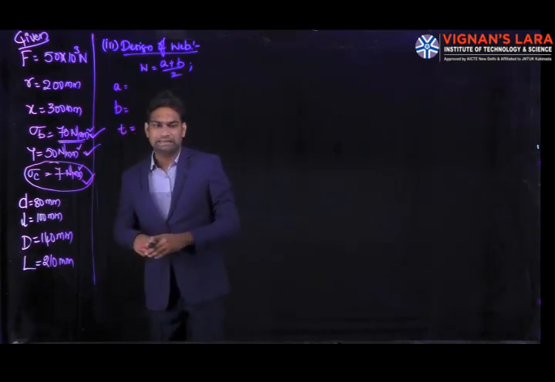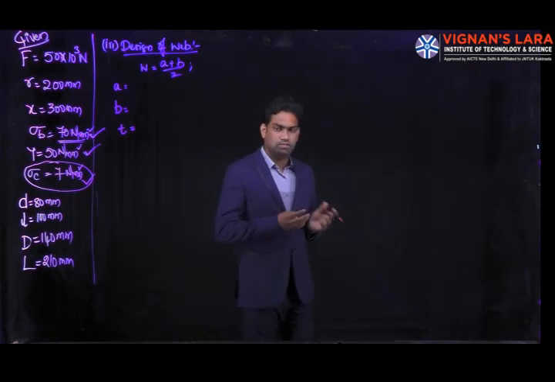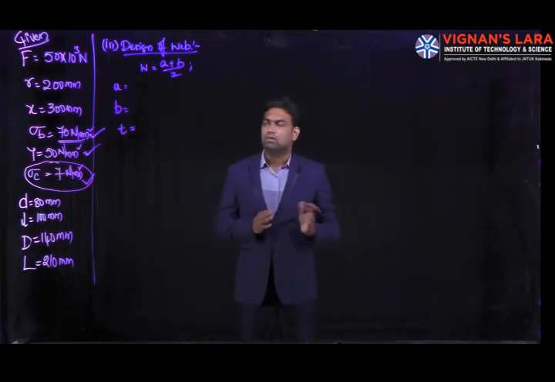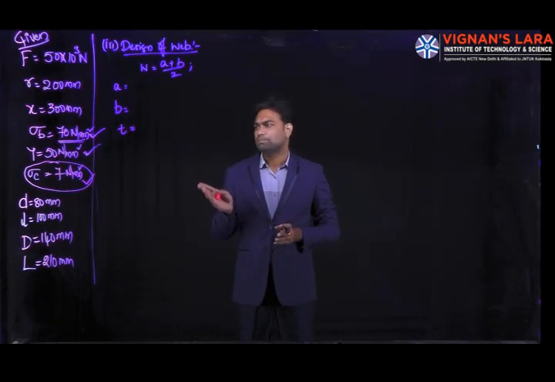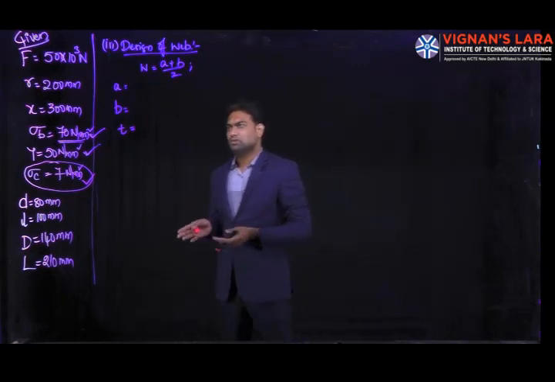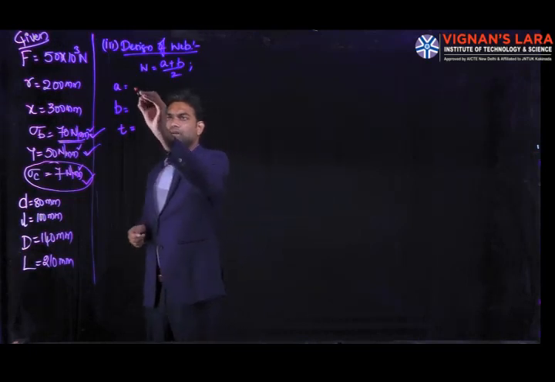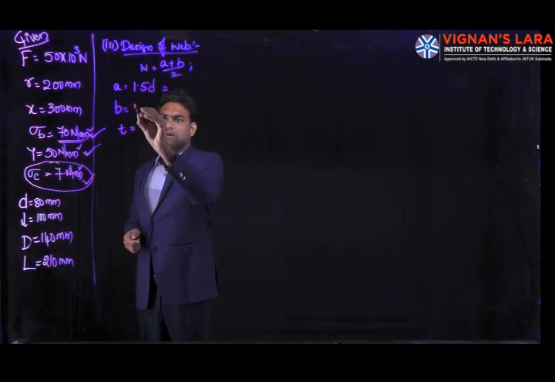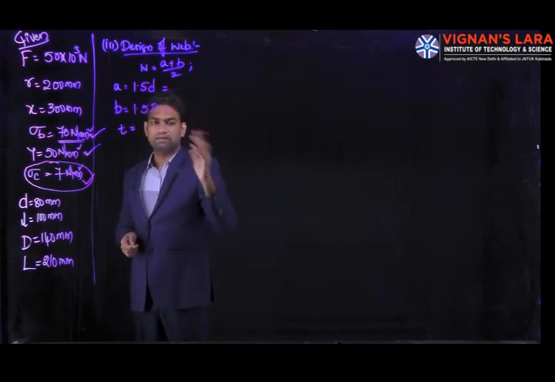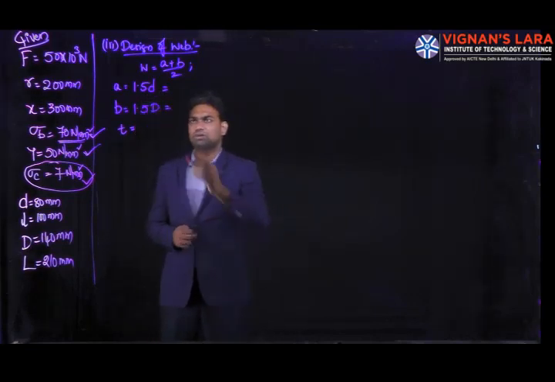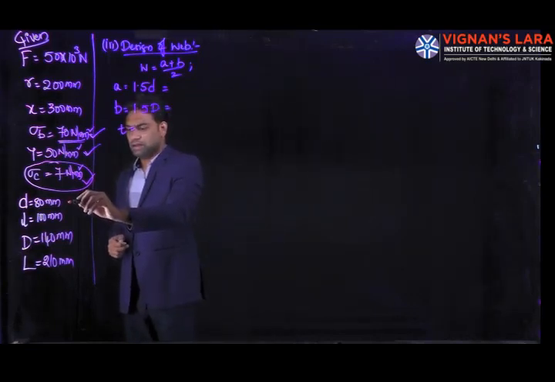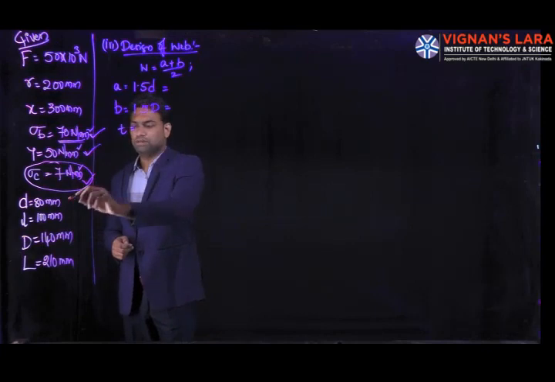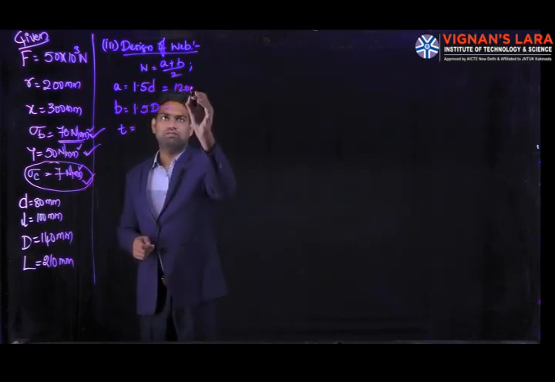And we also need to find the thickness. Here again, before checking the induced stresses in the cross section, we can find out the cross section details using the proportions. The width near the crank pin is based upon the diameter of the crank pin, and the width near the main journal is taken as 1.5D, depending upon the diameter of the main journal. Here capital D is 140 mm, small d, the diameter of the pin, is 80 mm, so 1.5d is 120 mm.